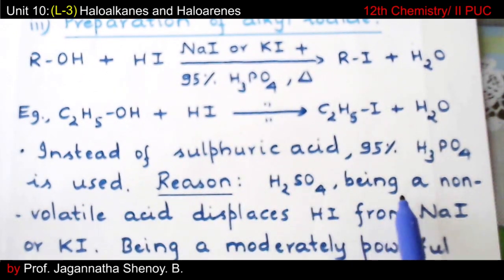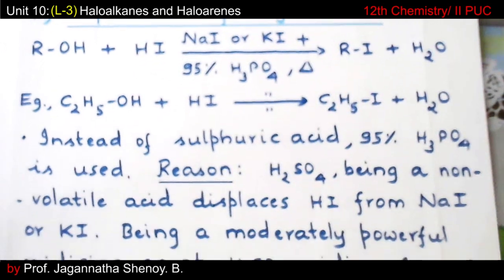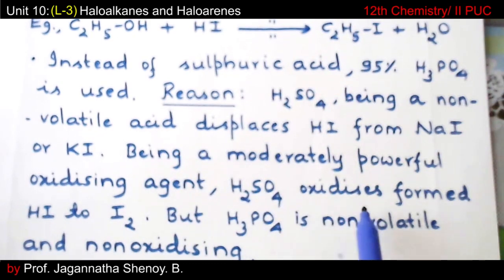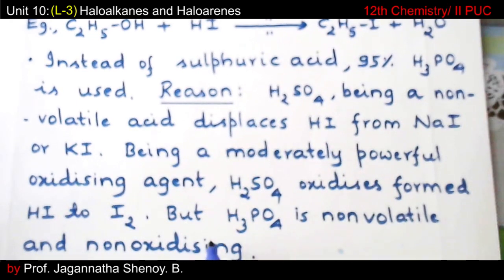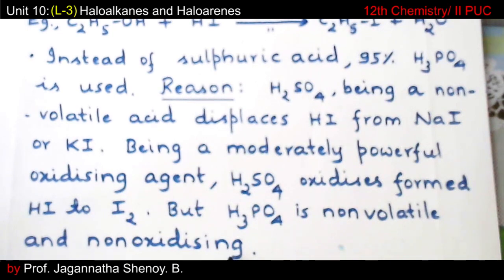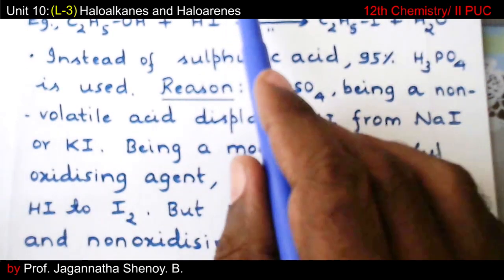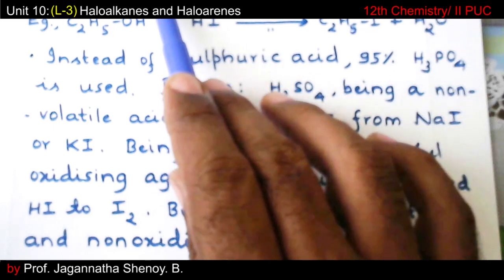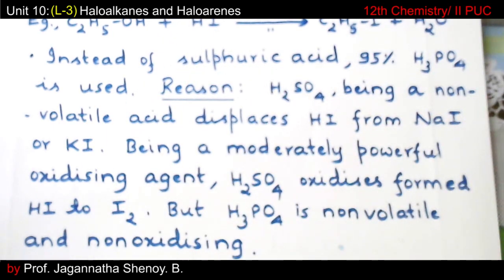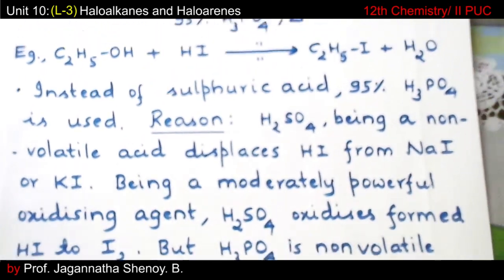H2SO4, being a non-volatile acid, displaces HI from NaI or KI. Being a moderately powerful oxidizing agent, H2SO4 oxidizes the formed HI to I2, but H3PO4 is non-volatile and non-oxidizing. That's why H3PO4 can produce HI, but this HI will not undergo oxidation to I2. So this is one very, very important question in the examination.